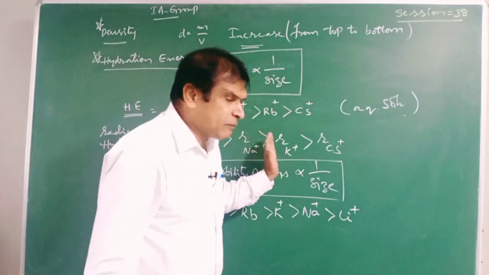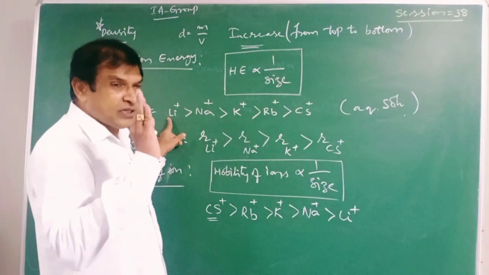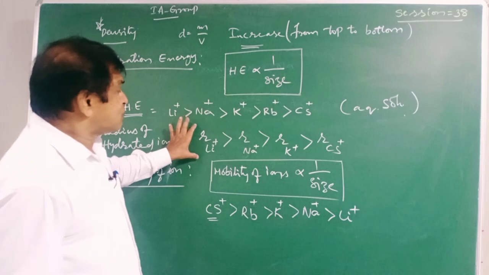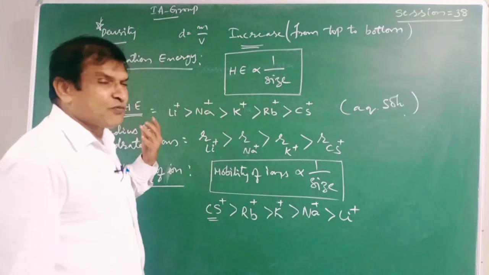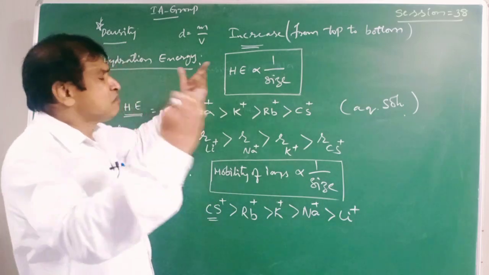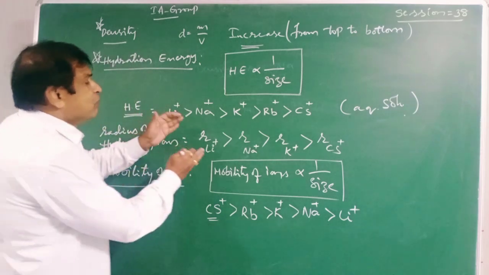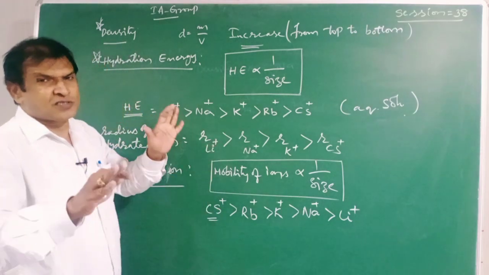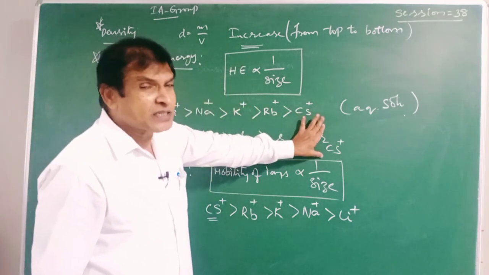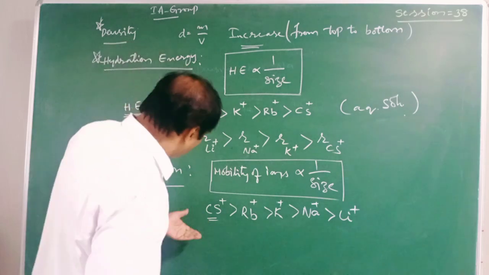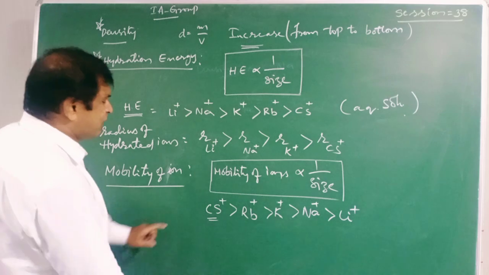So from top to bottom, as the size increases, hydration energy decreases, and therefore the smaller lithium ion gets more hydrated. Therefore the radius of the hydrated lithium ion is much bigger than the other alkali metal ions. Therefore the mobility of lithium ions is very less. And the radius of the hydrated cesium ion is very small in size. Therefore cesium ions move faster. That means mobility is very high for the cesium ion.